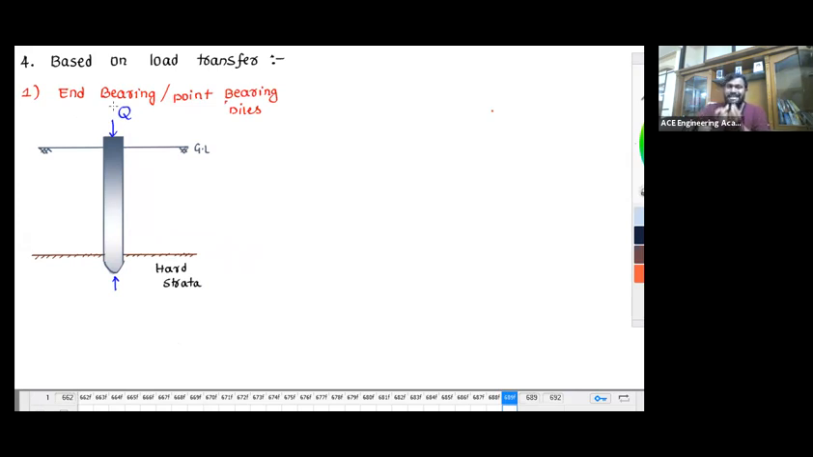So unit resistance from the end bearing. The ultimate load means the maximum load, right? The maximum load that the pile can take depends upon the unit point bearing resistance offered by the soil, which is nothing but QB.